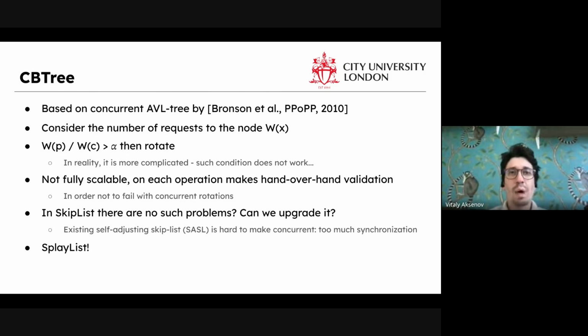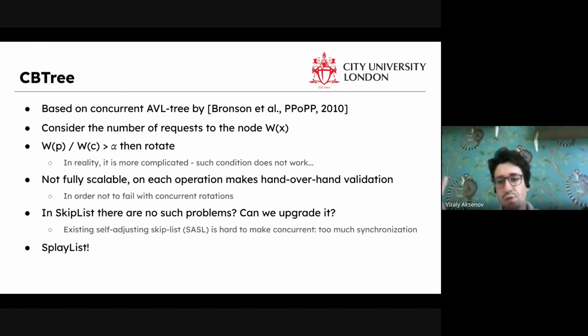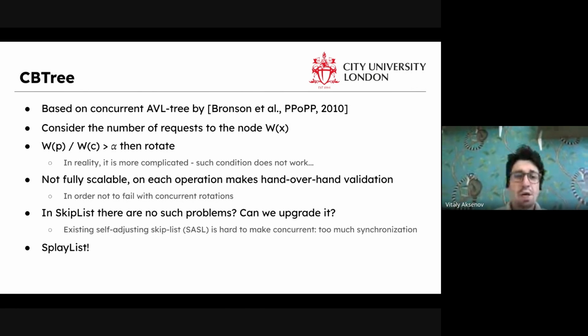Suppose that you have an AVL tree. AVL tree has some rotations, and you have concurrent rotations. You go from the root to somewhere, and someone rotates the tree, and you can get to the wrong branch because you decided to go there. So there should be some specific things to be done. It is usually done with hand-over-hand validation. We take a node, we take the next node, and check that nothing has changed between them, so nobody rotated, and we can go down.